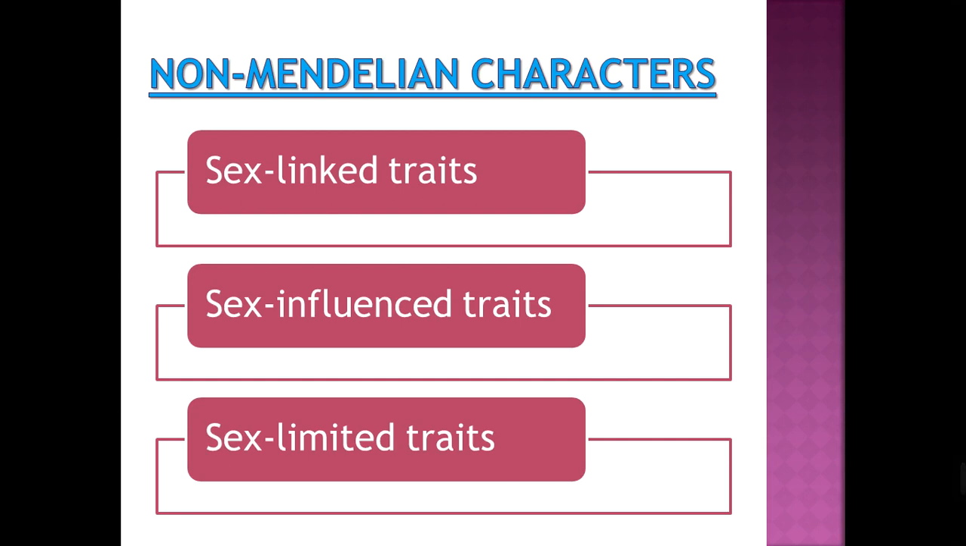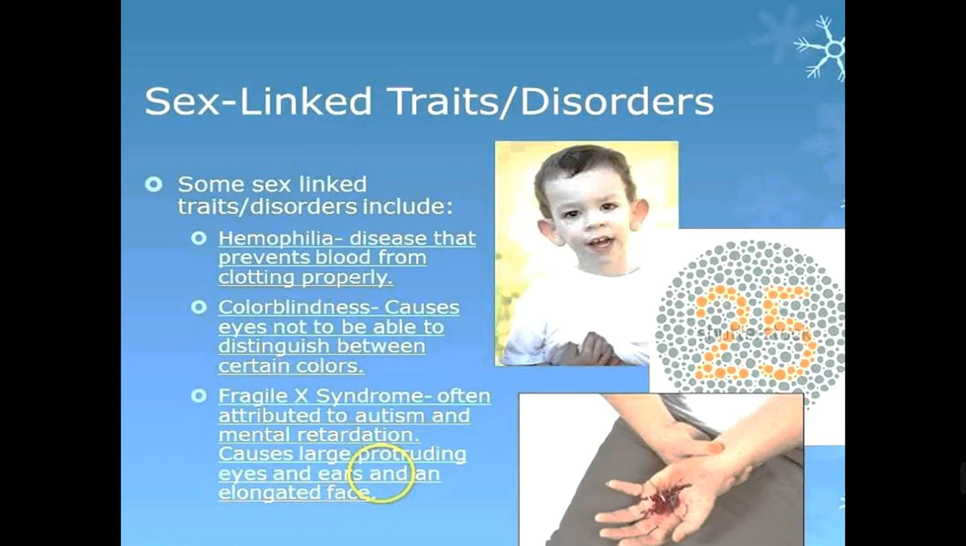Let's start with the first one, sex linked traits. Examples of sex linked traits: hemophilia disease, which means the absence of some clotting factors that causes clotting of the blood; and color blindness, which causes the eye not to be able to distinguish between certain colors, especially the red and green colors. Some other diseases like muscle atrophy, and some somatic characters like the dominance of the red eye color in Drosophila insect over the white eye color.